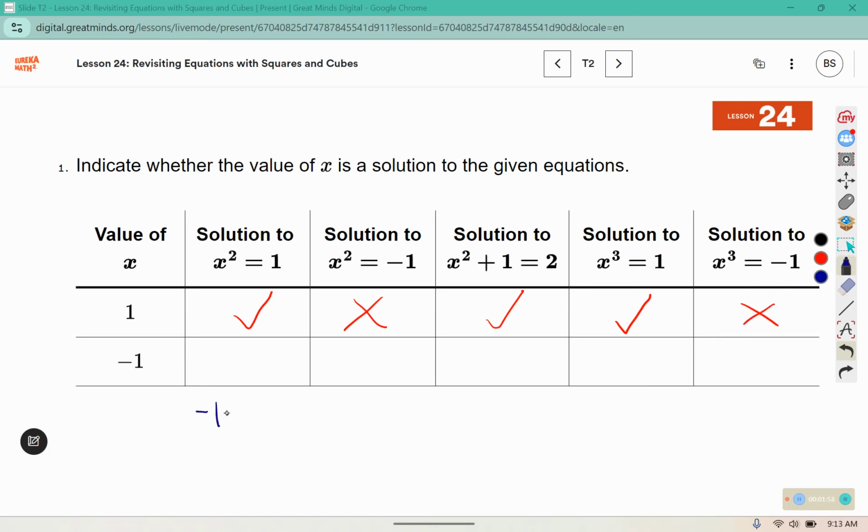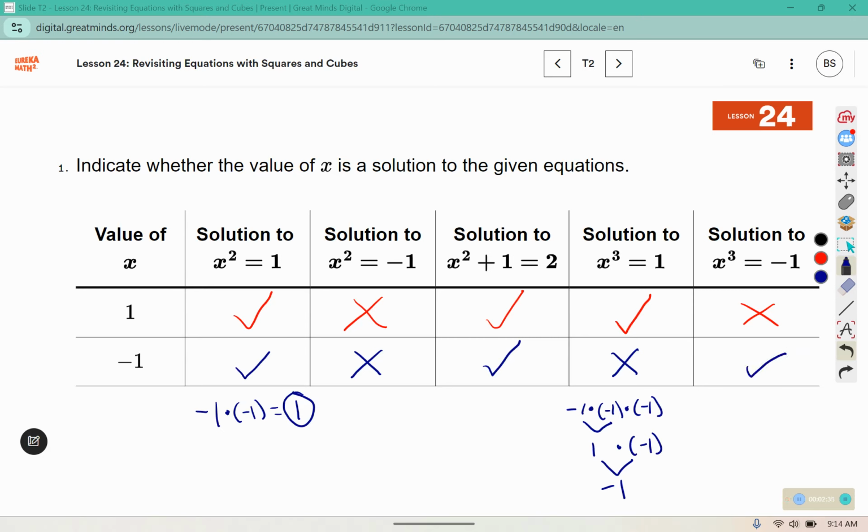Negative 1 squared. Negative 1 times negative 1. Two negatives multiplied together do make a positive. They do not make a negative. We just saw that negative 1 squared is 1. And if we add 1 to that, it gives us 2. Negative 1 cubed. These make positive 1. And positive 1 times negative 1 will give us negative 1. So no, it doesn't make positive 1, but yes, it makes a negative 1.